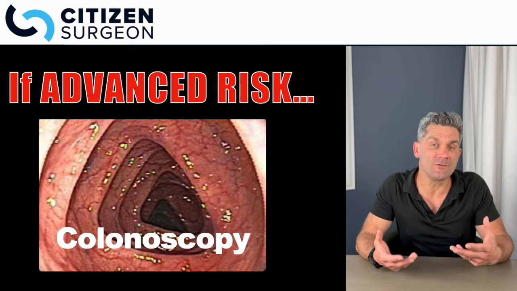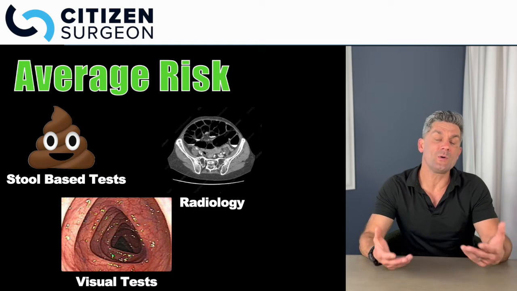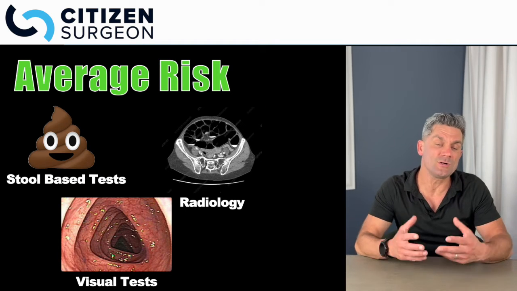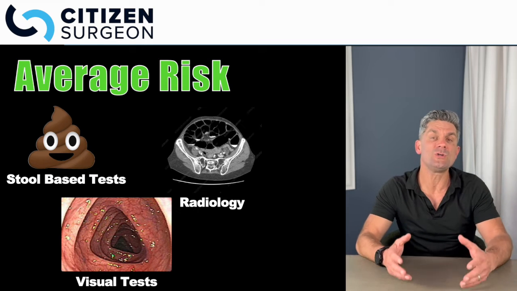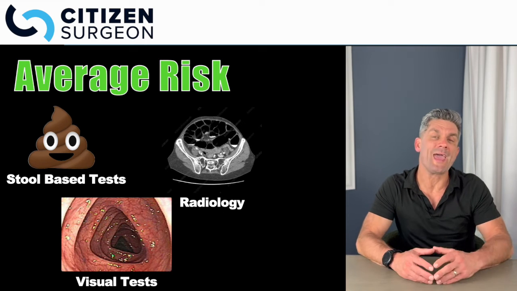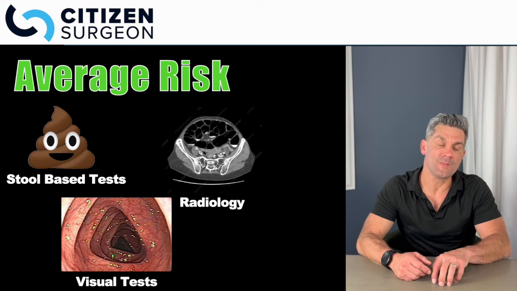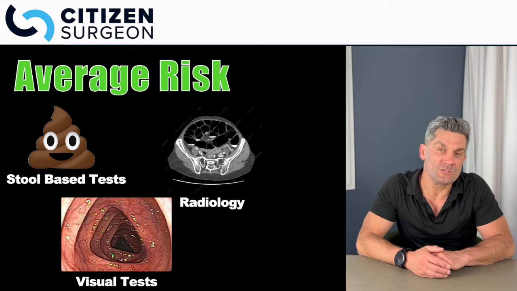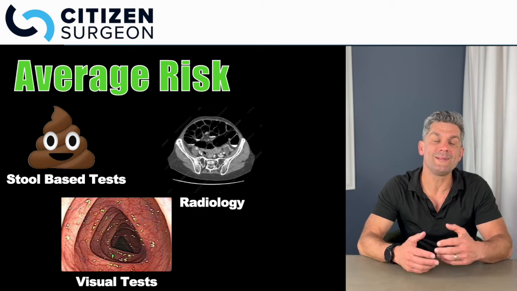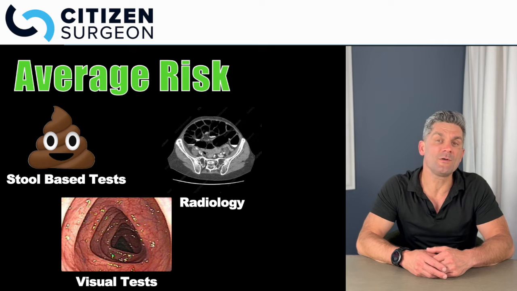Now, how about average risk? Average risk means we don't have any of those bullet points that we mentioned earlier. Okay, and so here we do have some options. We have stool tests, we have colonoscopy, okay, the gold standard, but we also have radiology, okay, so CT colonography. So what are all those tests? What are all those options?